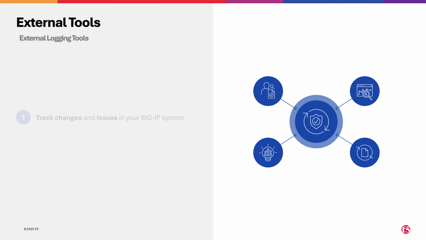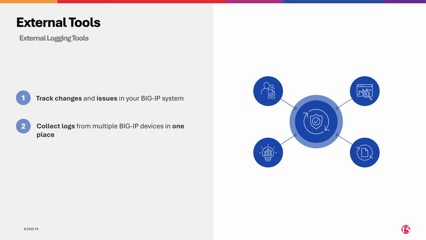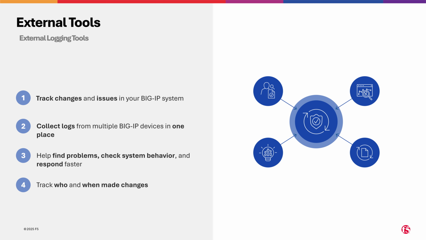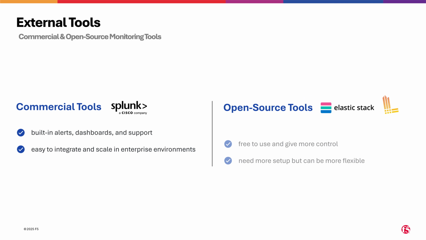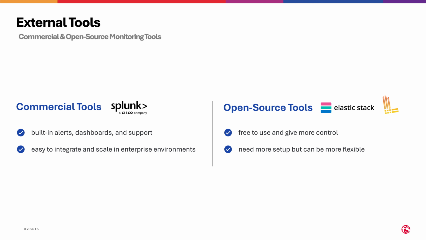External logging tools help track changes and issues in your BigIP system. They collect logs from all devices and show them in one place. This makes it easier to find problems, check system behavior, and respond faster. For example, if a virtual server fails after a Terraform deployment, you can check the logs to see what changed. If a security rule is updated with Ansible, the log shows who made the change and when. Popular tools like Splunk, Elasticstack, and Grafana Loki work well with BigIP. They show real-time logs and help connect data from different sources.